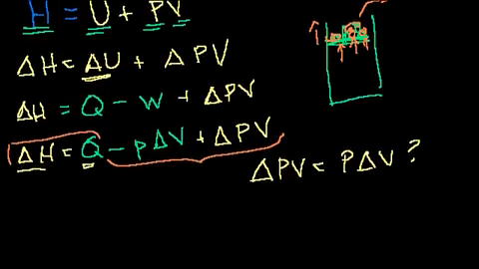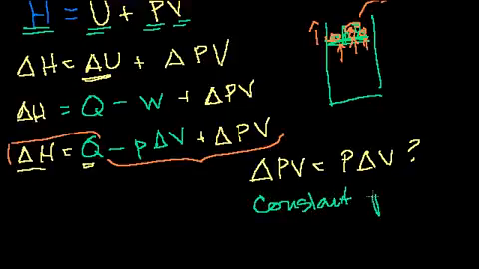Well, the only way I can make this statement is if pressure is constant. Constant pressure. Now, why is that? Let's just think about it mathematically. If this is a constant, then if I just change something, 5 times the change in something is the same thing as a change in 5 times that thing. So it just mathematically works out.